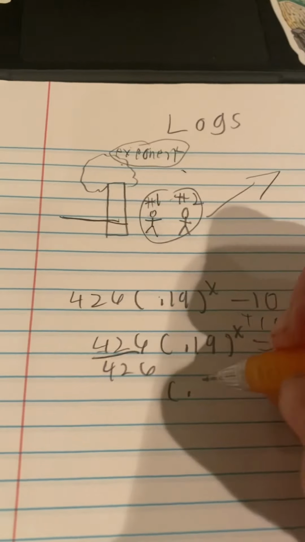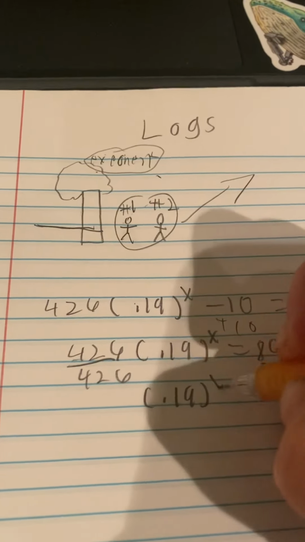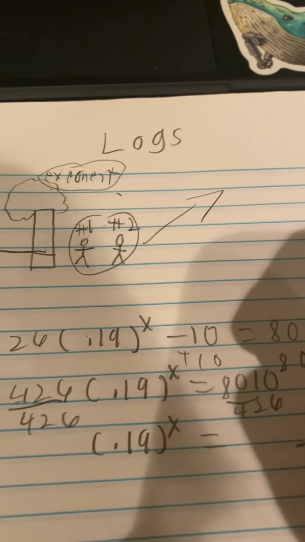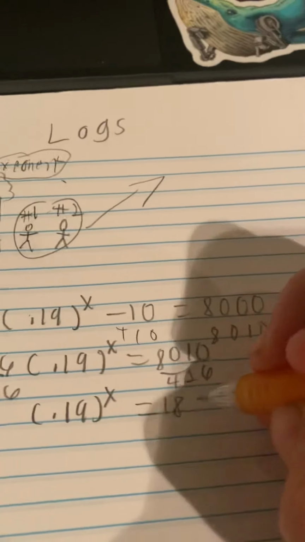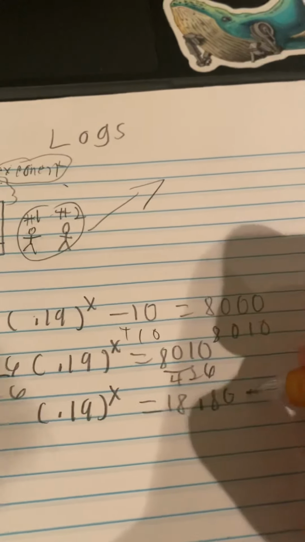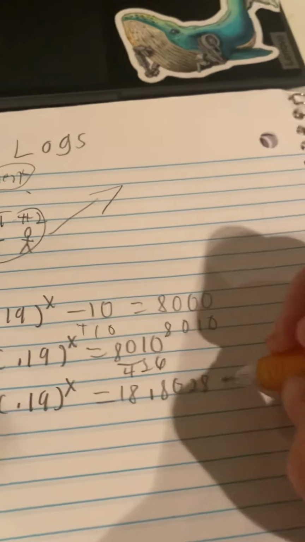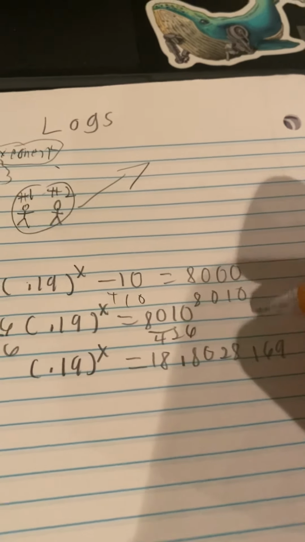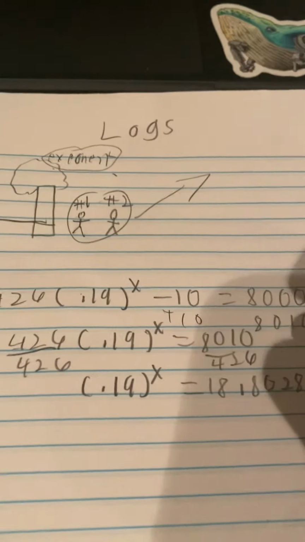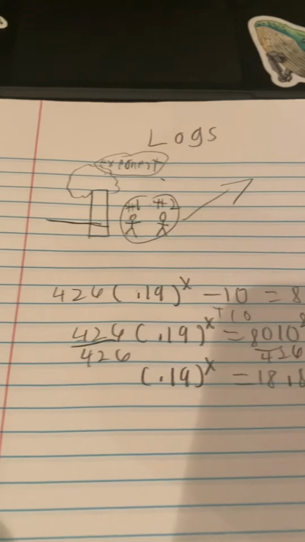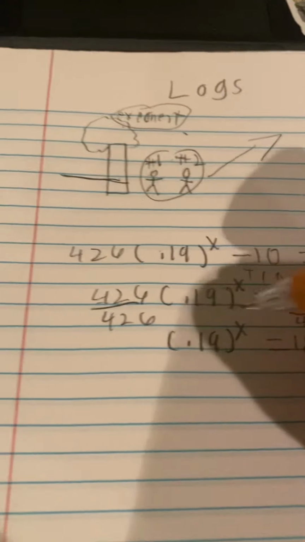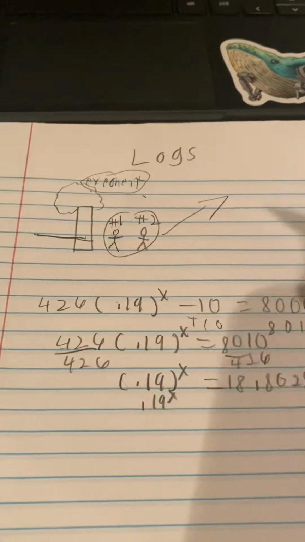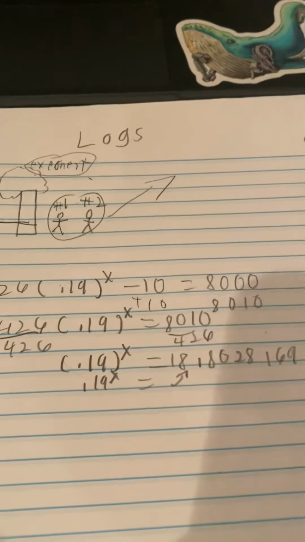So you'd be left with 0.19 raised to the x equals 18.8028169. The reason this number is so long is because we do not round. That is a big thing. You may round for your answer, but not for the end. Now that we have this, we don't need the parentheses anymore. So it can be 0.19^x equals, and I'm just going to do an arrow because I don't want to write that again.